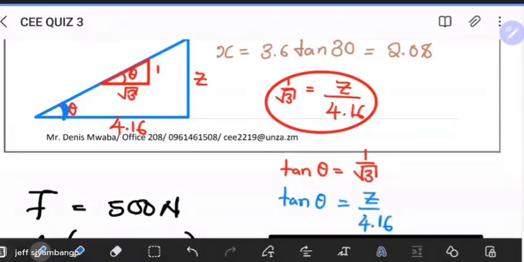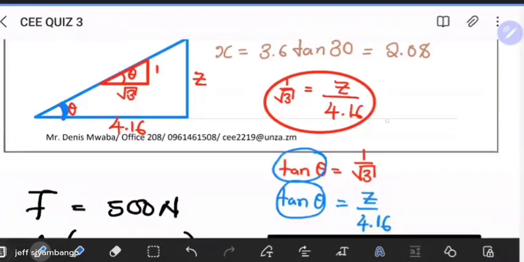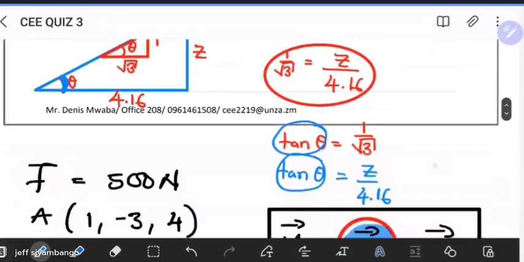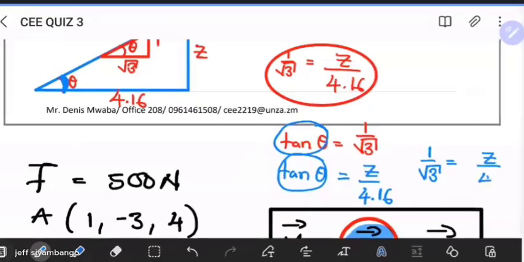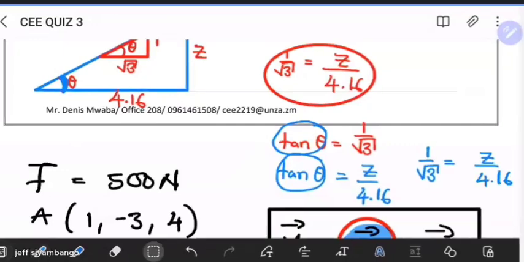Now both equations tell you tan theta. Since their left-hand sides are both tan theta, their right-hand sides must also be the same. So this is how we conclude that 1 over √3 is equal to Z over 4.16. Do you get it now?